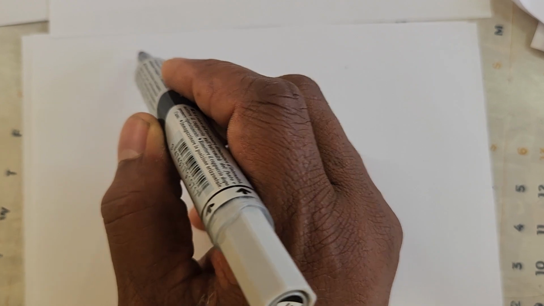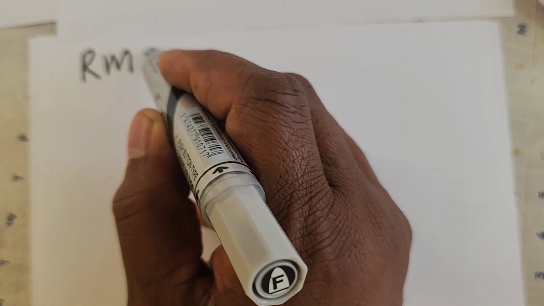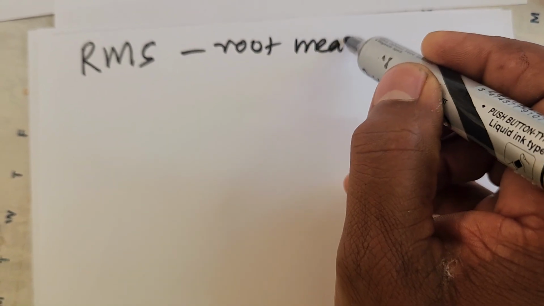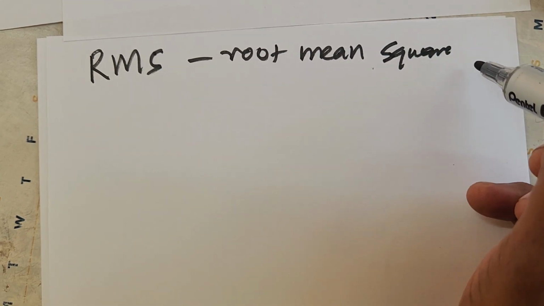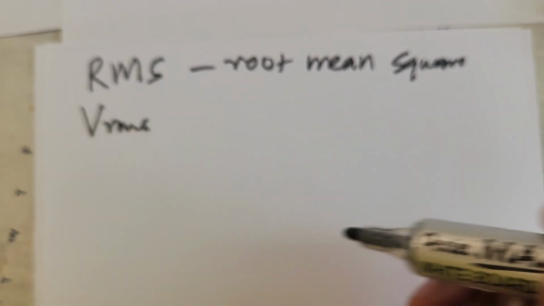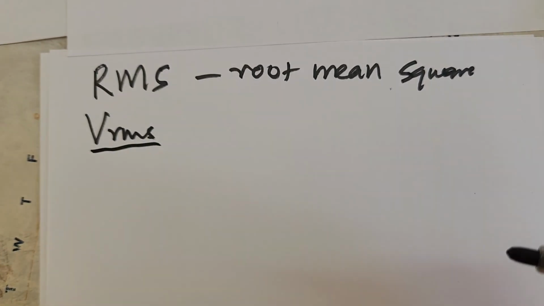Welcome back. Now that we have dealt with these formulae, before we do calculations, let's talk about the root mean square, RMS, in this case. VRMS is the root mean square voltage, and IRMS is the root mean square current.